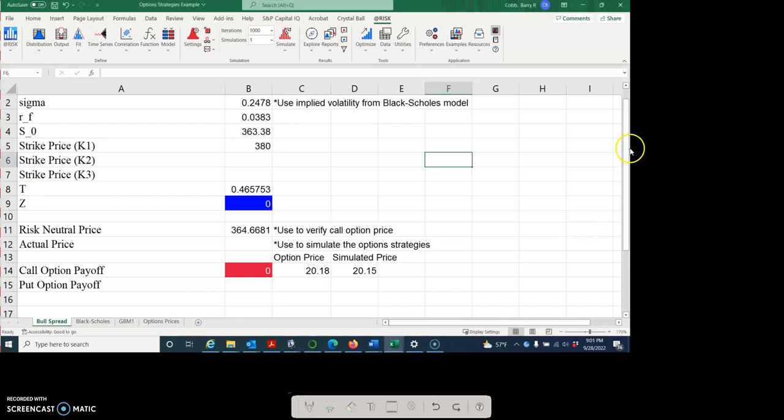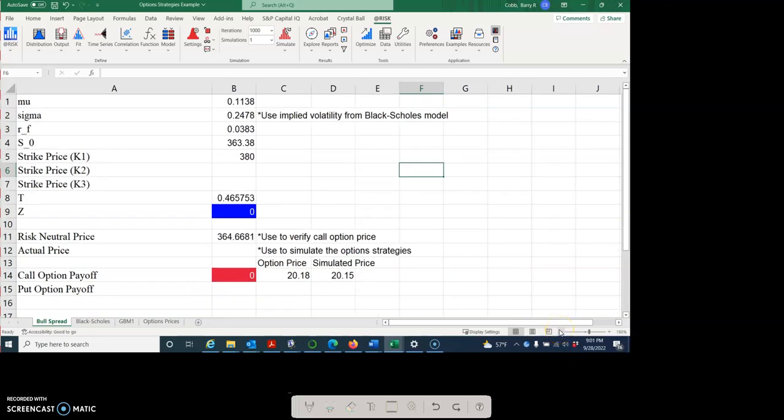Here we have our model that we just used to price the call option on SPY's mutual fund. And now we're going to use that to price a put option that has the same strike price as the previous call. Remember that the call option, the market traded option price was 2018, and we had a good simulation model because the mean of this call option payoff was 2015.